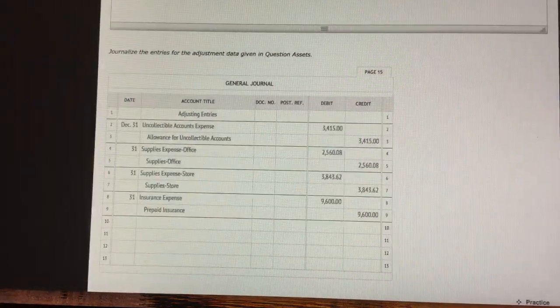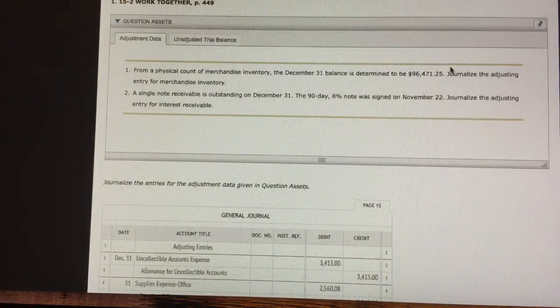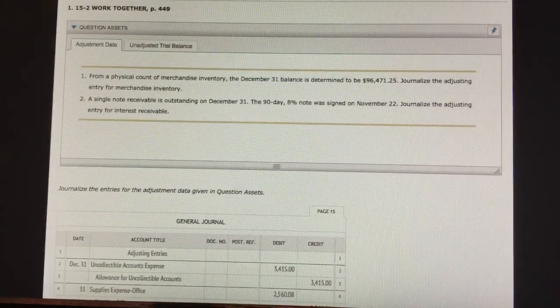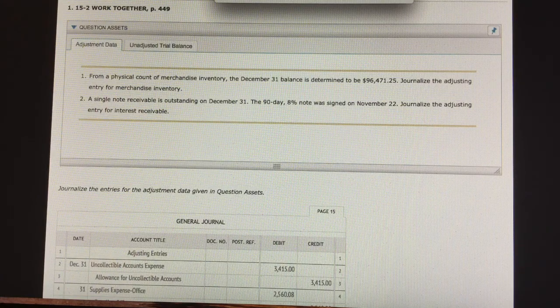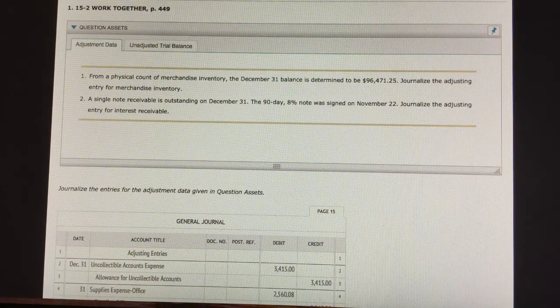So for today, we're going to work on two journal entries. The first journal entry is from a physical count of merchandise inventory. The December 31st balance is determined to be $96,471.25. It says journalize the adjusting entry for merchandise inventory. A single note receivable is outstanding on December 31st. So this is our second entry. The 90-day 8% note was signed on November 22nd. Journalize the adjusting entry. So for today's assignment, we'll be journalizing two entries: a physical count of merchandise inventory, and then the interest receivable adjustment.